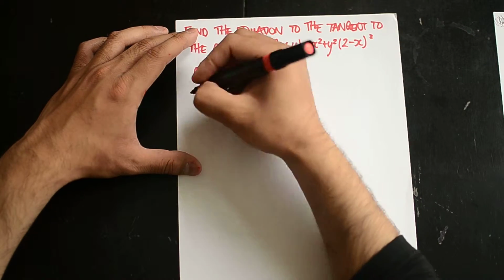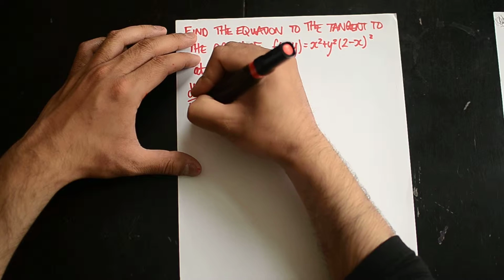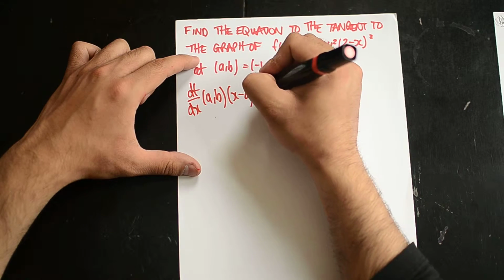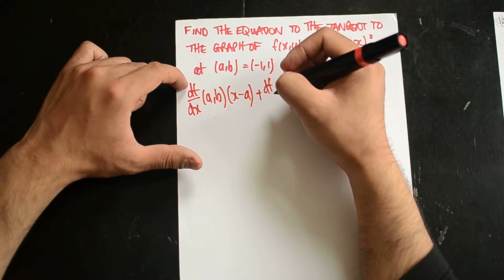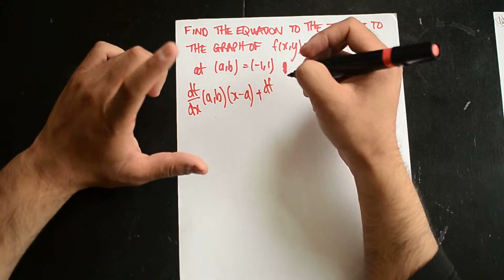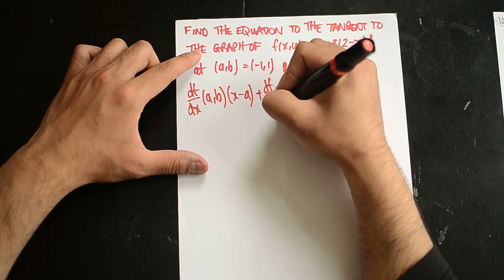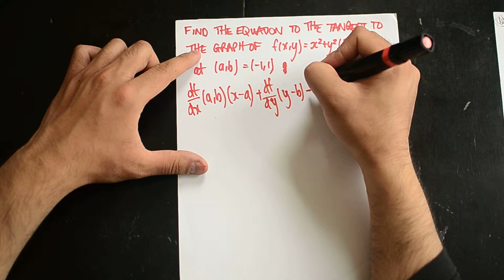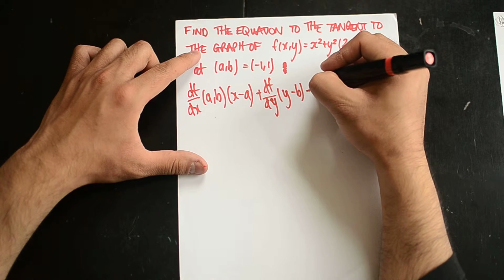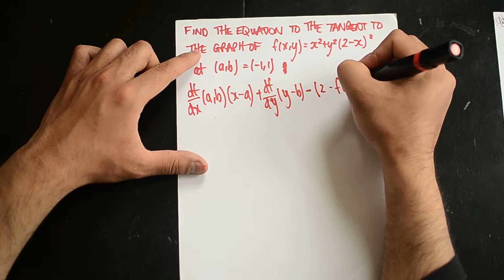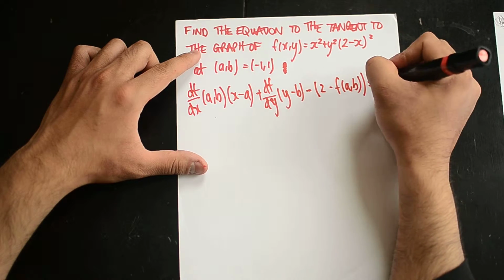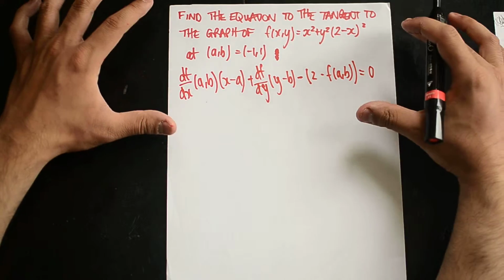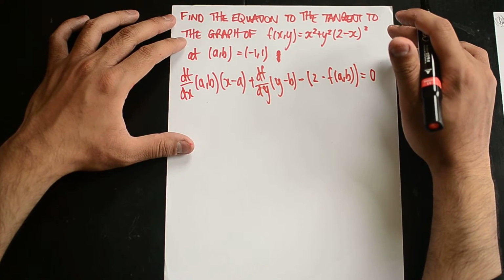So obviously the first thing I'll write down is the equation that you've got to start remembering to find the tangent plane, and that's df/dx at (a,b) times (x minus a), plus df/dy at (a,b) times (y minus b), minus (z minus f(a,b)), all equal to 0. That is my equation to the tangent, the tangent plane to the graph.